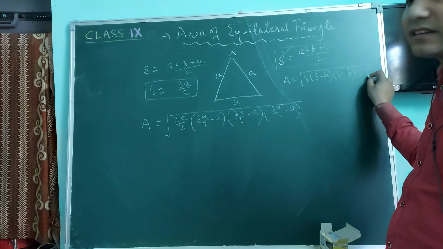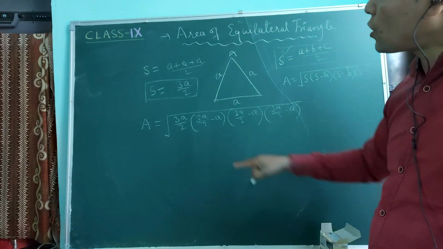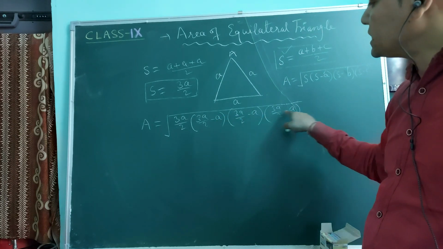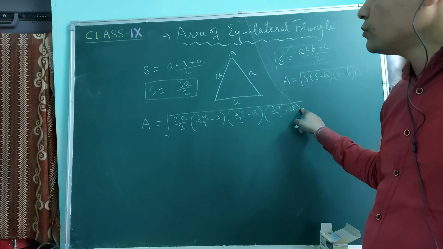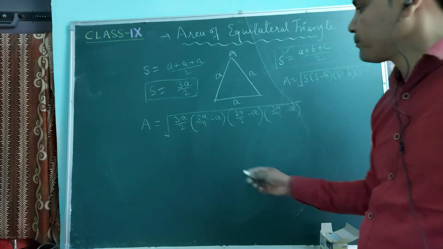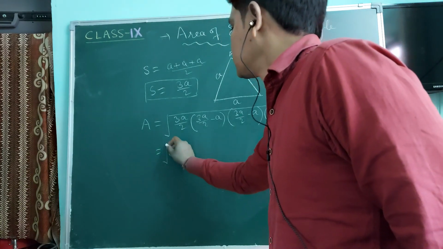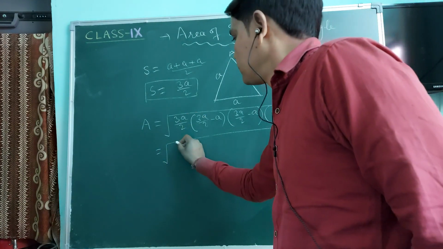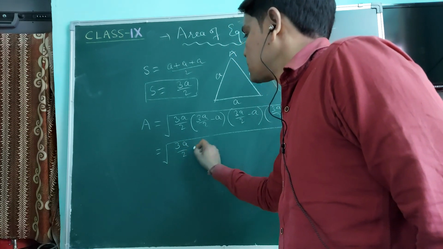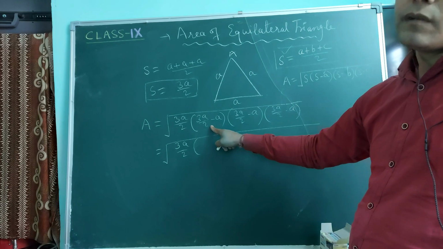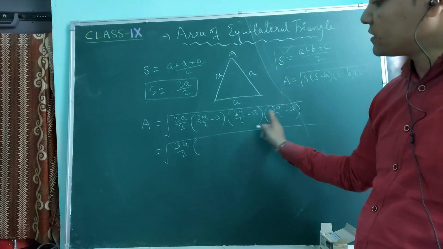All these three factors will be the same because all sides are equal, A, B, C, all three sides are equal to A. That's why these three factors remain the same. Now by solving this square root, we can simplify the further steps. This will remain the same. Now we take the LCM in these three factors.